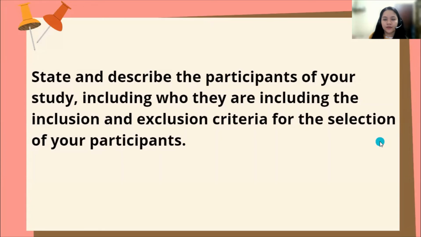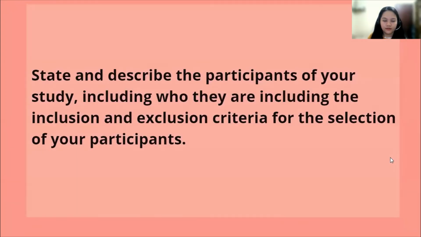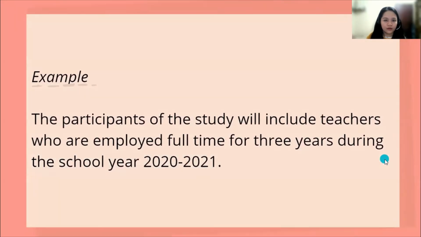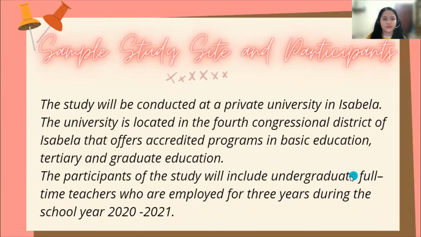State and describe the participants of your study, including who they are and the inclusion and exclusion criteria for the selection of your participants. An example, the participants of the study will include teachers who are employed full-time for 3 years during the school year 2020 to 2021. So that's how you're going to write the study site and participants. Let's read it na buo.